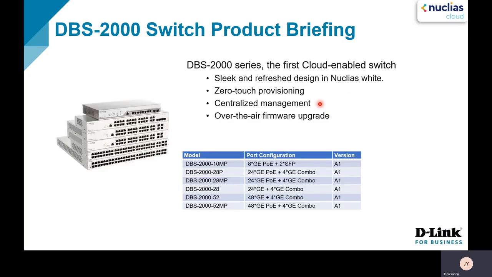So next we have our switch. It's called a DBS 2000, our layer 2 switch. We have the 10 port up to 52 port. Those that you see with MP are PoE, and MP supports a higher PoE budget. As you can see, for the uplink we have 2 SFP, and you need to install the transceiver. The rest is the GE combo port.